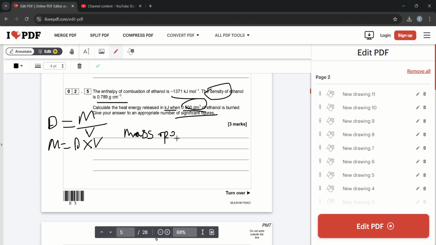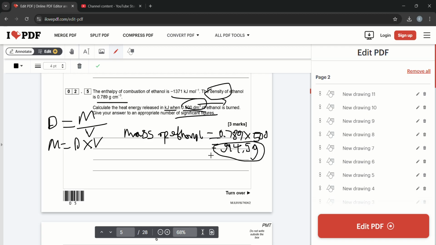Even if you don't know how to work out the heat energy released, first just find out what values they gave you and work with that. So the mass of ethanol is just going to be 0.789 times, now this is in dm cubed, so we need to convert into centimetres cubed, so we times by 1000, so it's times by 500. 0.789 times 500 is 394.5 grams.